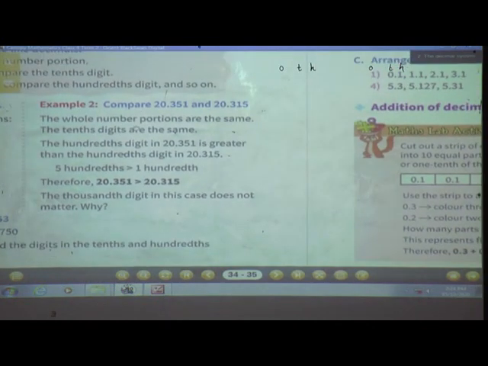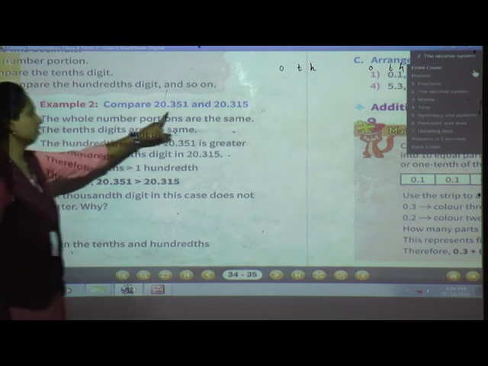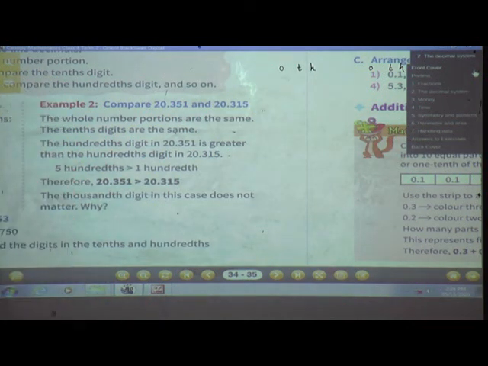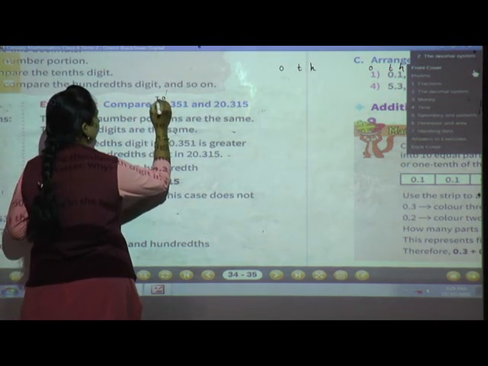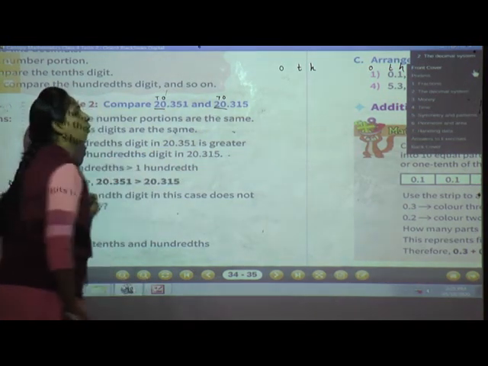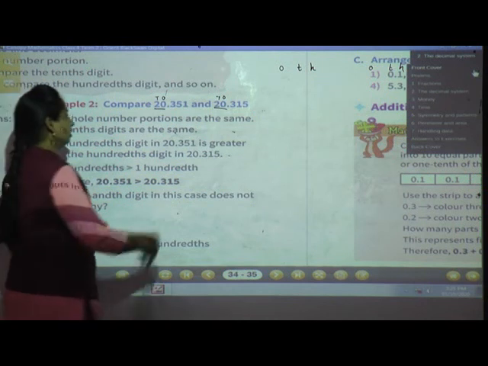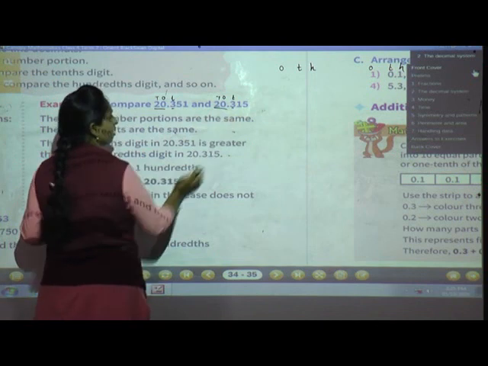So this example, compare 20.351 and 20.315. The whole number portions are the same. You can see here, before the decimal points, ones and tens, and here also ones and tens. Both the whole numbers are equal, 20, 20, isn't it? And now we will go with the tens place. Now see the tens place, same again, 3 is there.